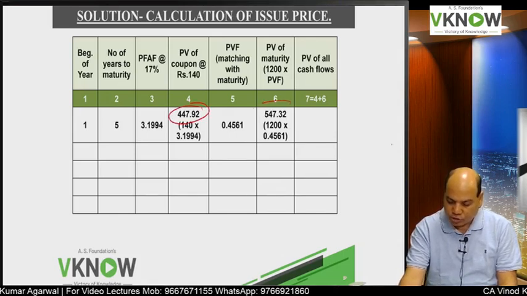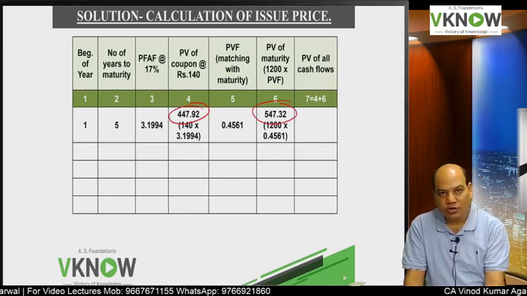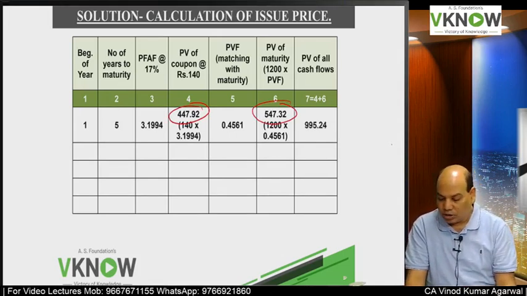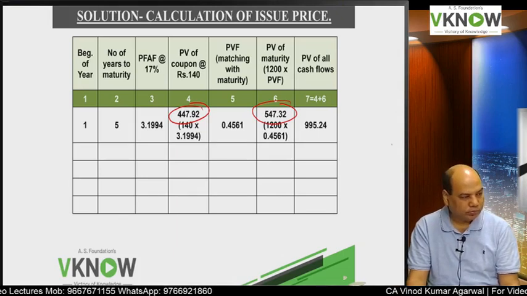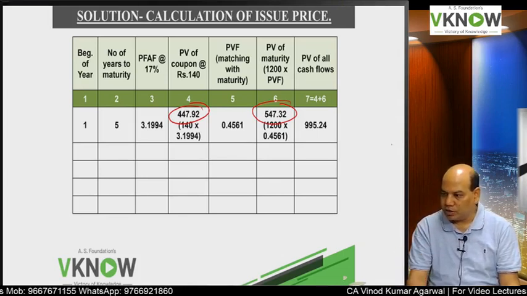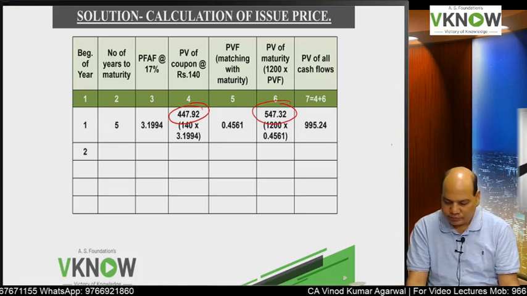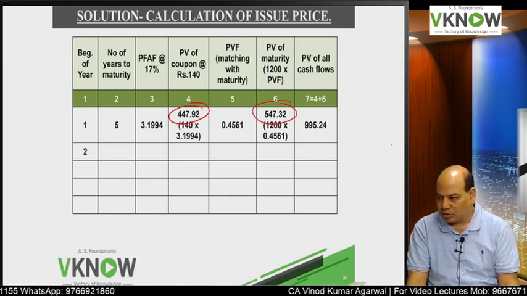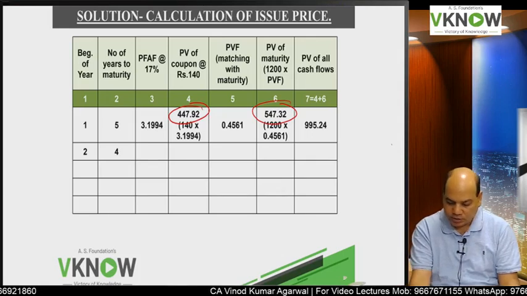So this is like solving a simple question of a 5-year bond in just one line, and that total comes to 995.24. Is that right? Yes. So now tell me year 2. How many years are remaining? 4. Calculate the factor for 4 years at 17%.